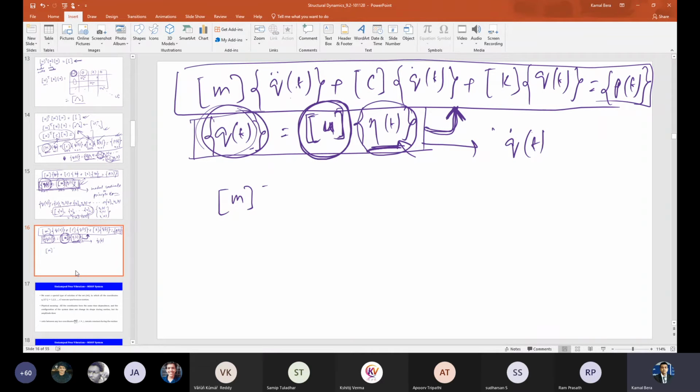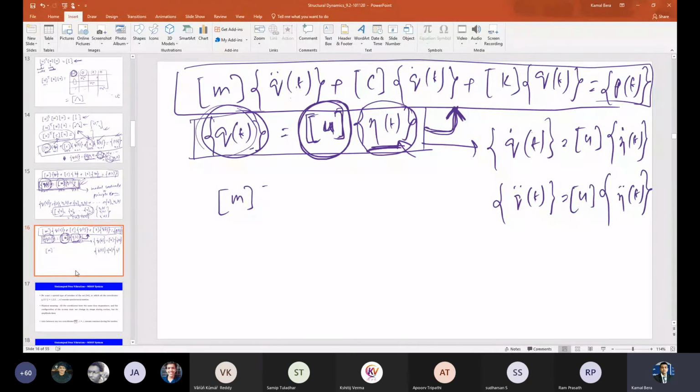So q dot t will be what? U into eta dot t. Simple. Q double dot t is U into eta double dot t. That's all. Now just plug it there.